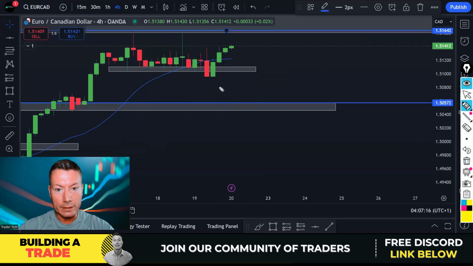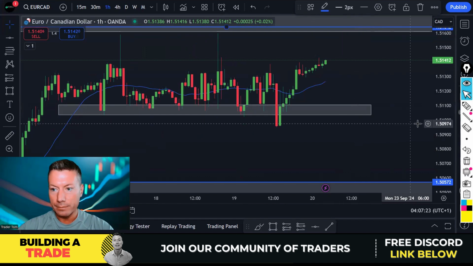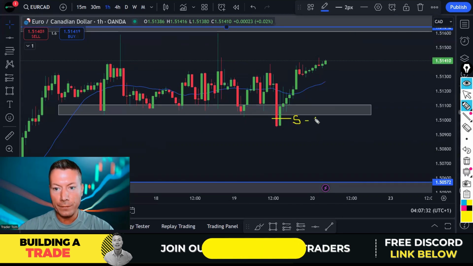Now, what I've done is the following. If we drop down to the H1 so we can see this, what I've done is this: I entered my first entry roughly here, and I started selling, and I did 50% of my trade size.